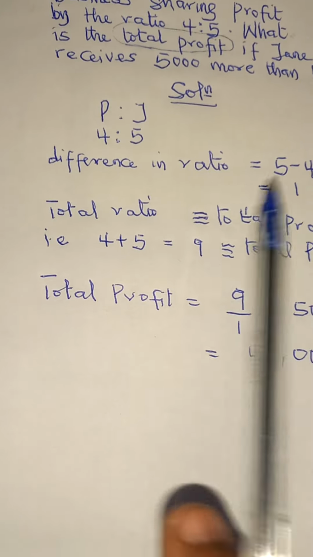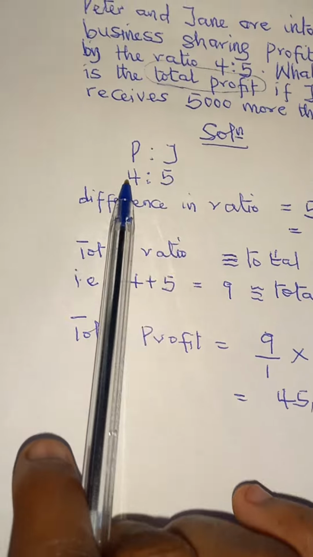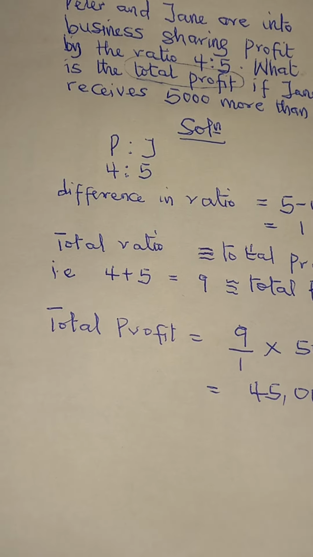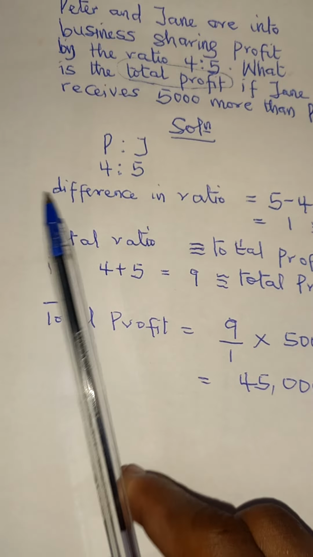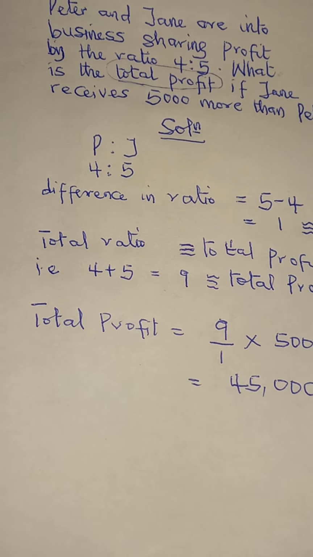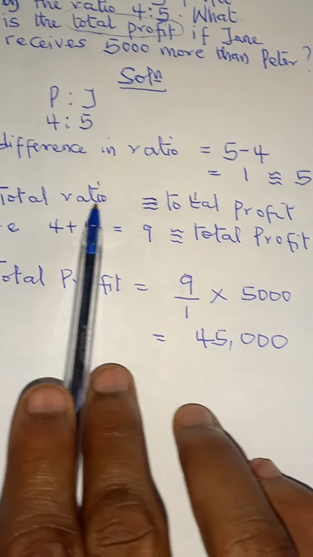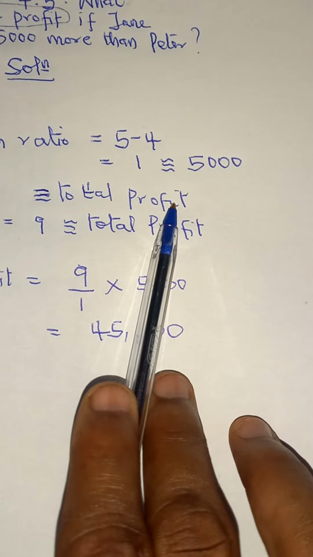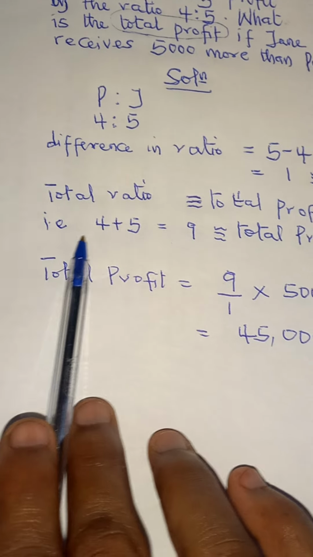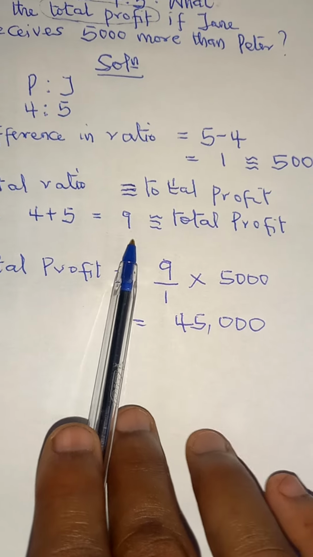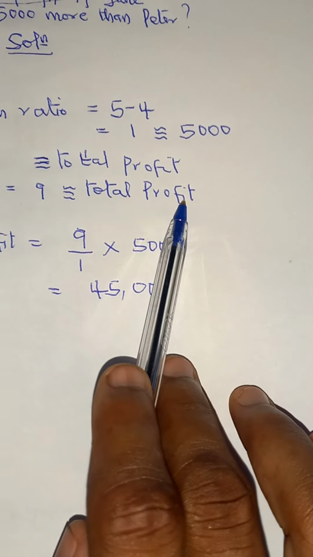Then don't also forget that the total ratio, that is putting together this ratio, is equivalent to the total profit they're sharing. In actual fact, they are not sharing numbers, they are sharing money. But after sharing the money, it is simplified to get this ratio. So we say total ratio is equivalent to the total profit. And what is the total ratio? That is 4 and 5. So we put them together, we are getting 9. So we can also say this 9 is equivalent to the total profit.